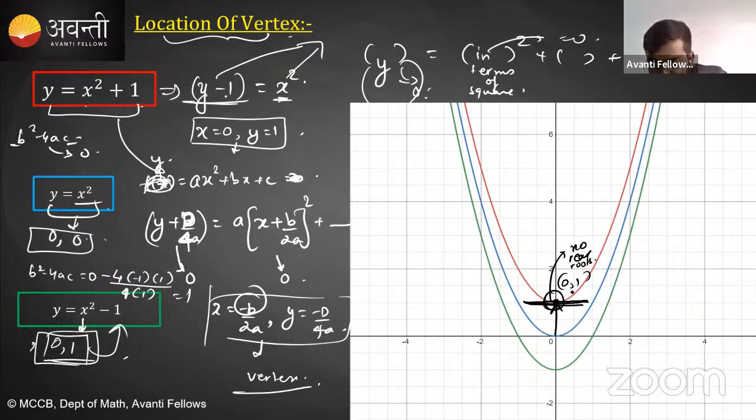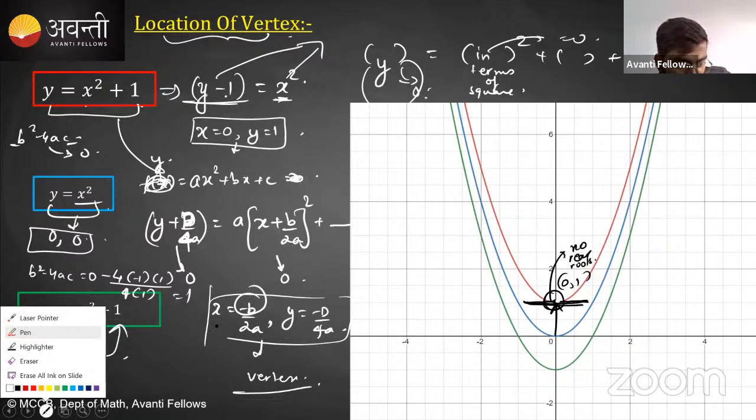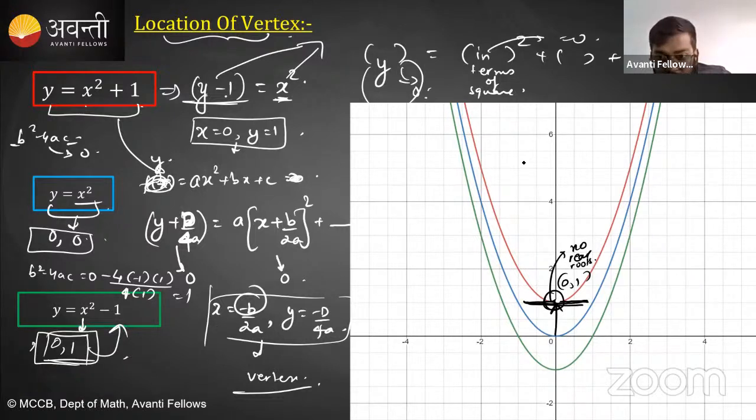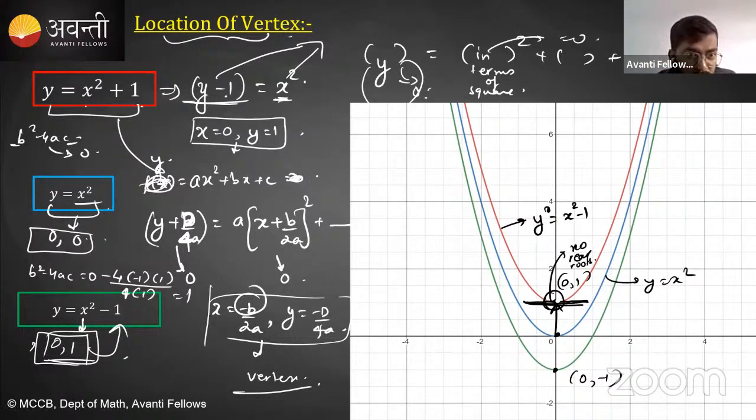So this graph, y equals x square minus 1, is touching 0 comma 1. This graph is for y equals x square, touching 0 comma 0. This graph is touching at 0 comma minus 1, and this graph is for y equals x square plus 1, right?